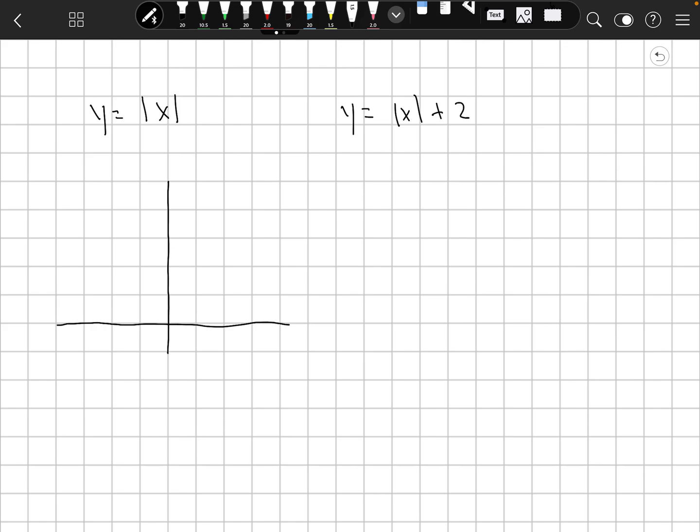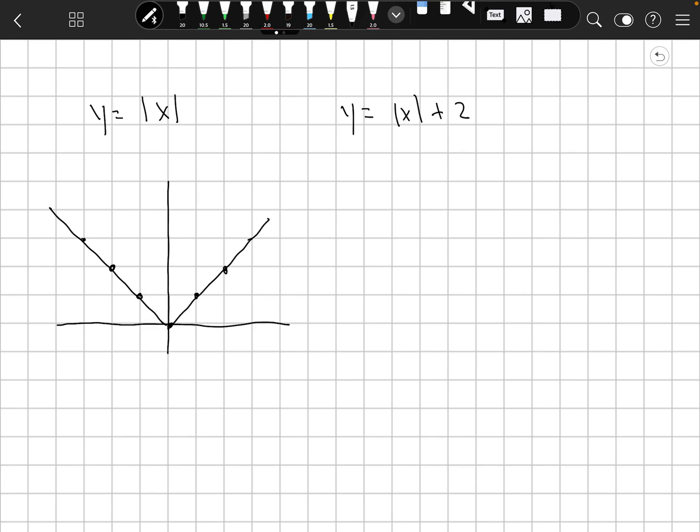If we put in a number for x such as 1, y would be 1. If we put in 2, y would be 2. If we put in 0, y would be 0. If we put in negative 1, the absolute value makes that a positive because we're measuring distance from 0. And if we put in negative 2, it would be 2. So what we end up having is this V shape that goes something like this.